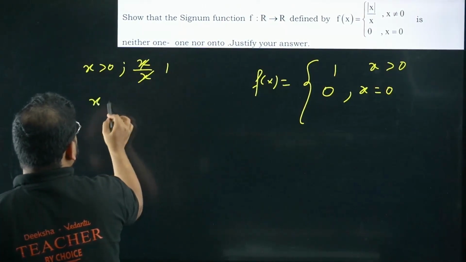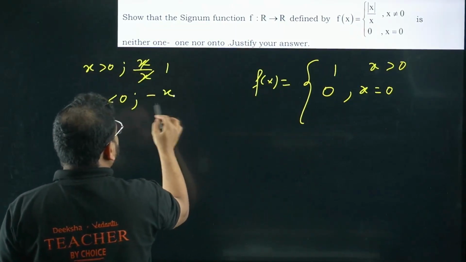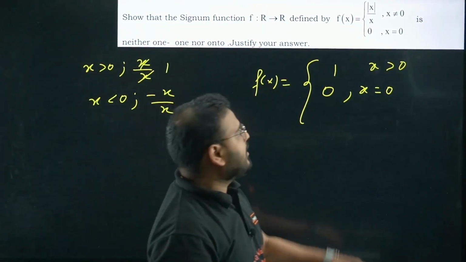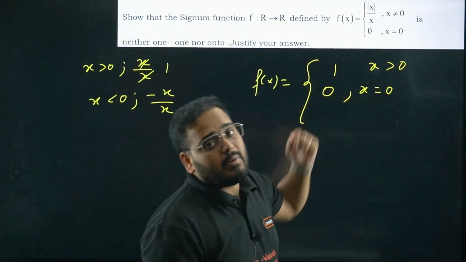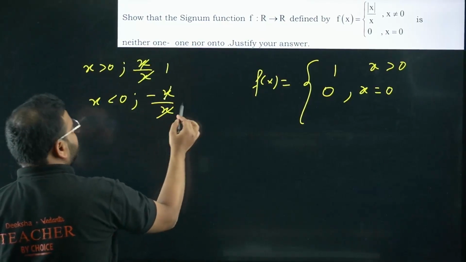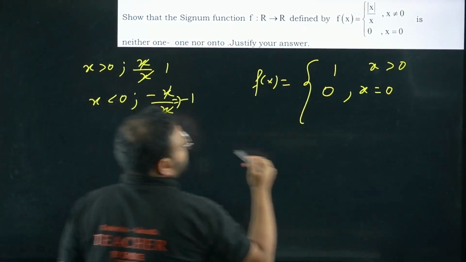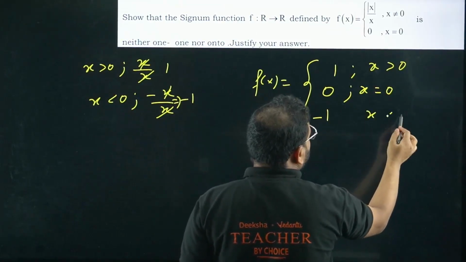If I take x less than 0, what will happen? It will become minus, no? Mod will open with a minus sign, so minus x by x. Think about it. If I take a negative number in place of x, mod will make it positive. How do you make that positive? By multiplying by a negative number. That's why I'm writing here minus x. What am I getting now? Simply minus 1. So when x is less than 0, I'm getting minus 1.